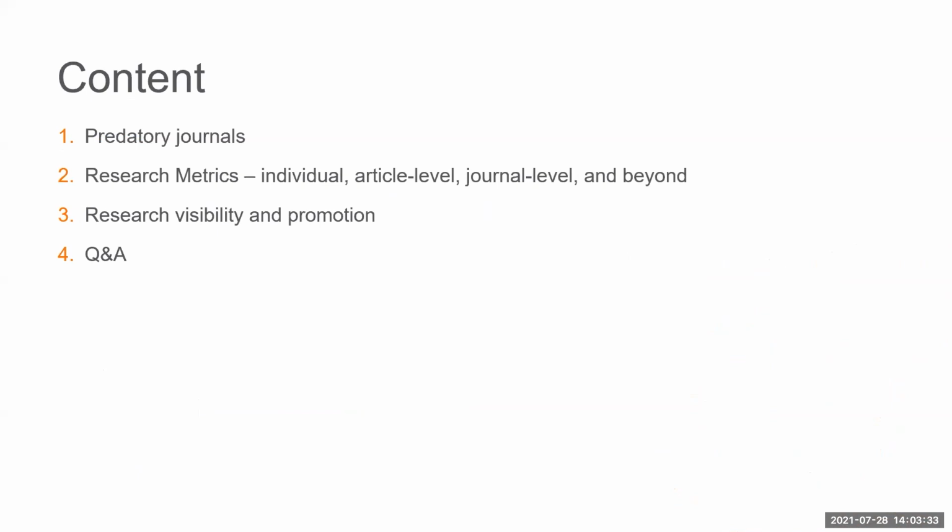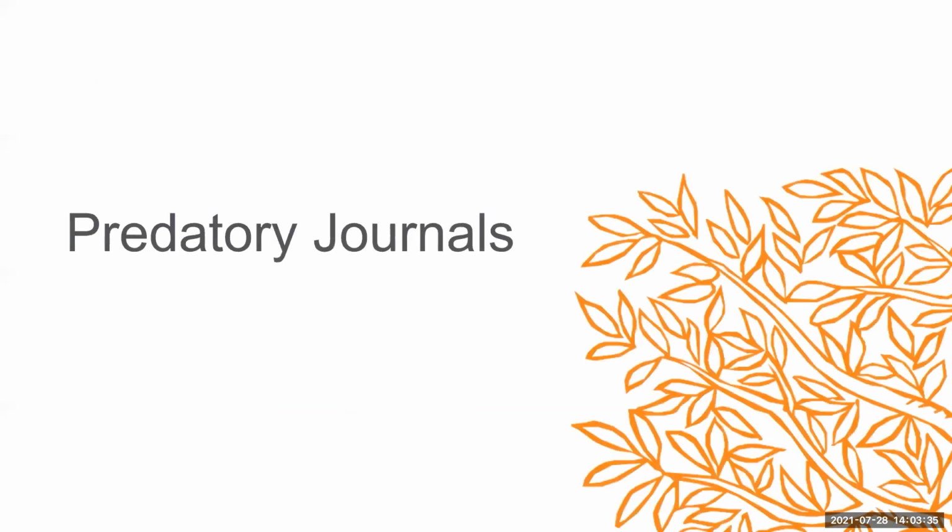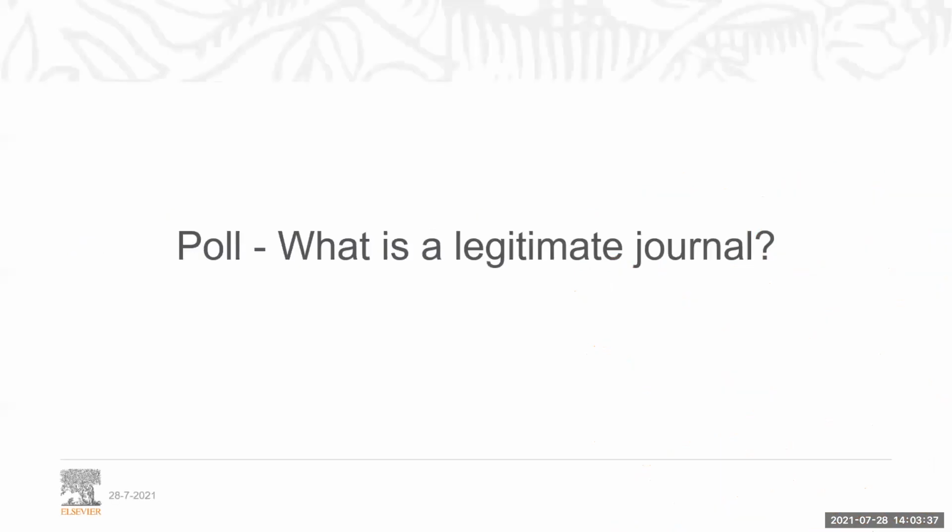So I want to start off with where we left off yesterday, because yesterday we talked about journal publishing or article publishing. So I want to just get some feedback from you, because I think before we start talking about predatory journals, we need to have a very clear understanding about what is a legitimate journal. And I think that was addressed very nicely yesterday.